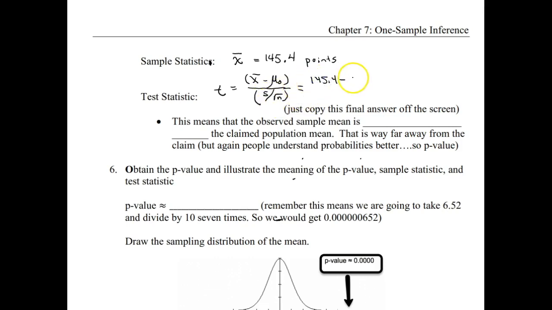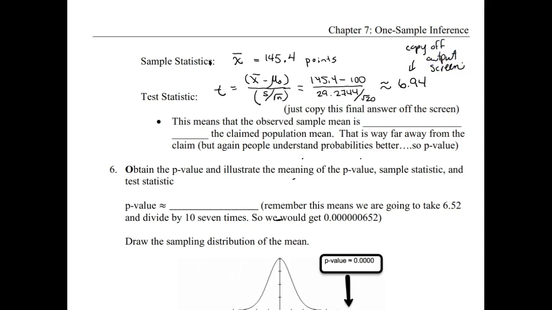So that gives us 145.4 minus 100 in the numerator. And in the denominator, we're going to get 29.2744 over the square root of 20, which again, we're just going to cheat and copy off the output screen.